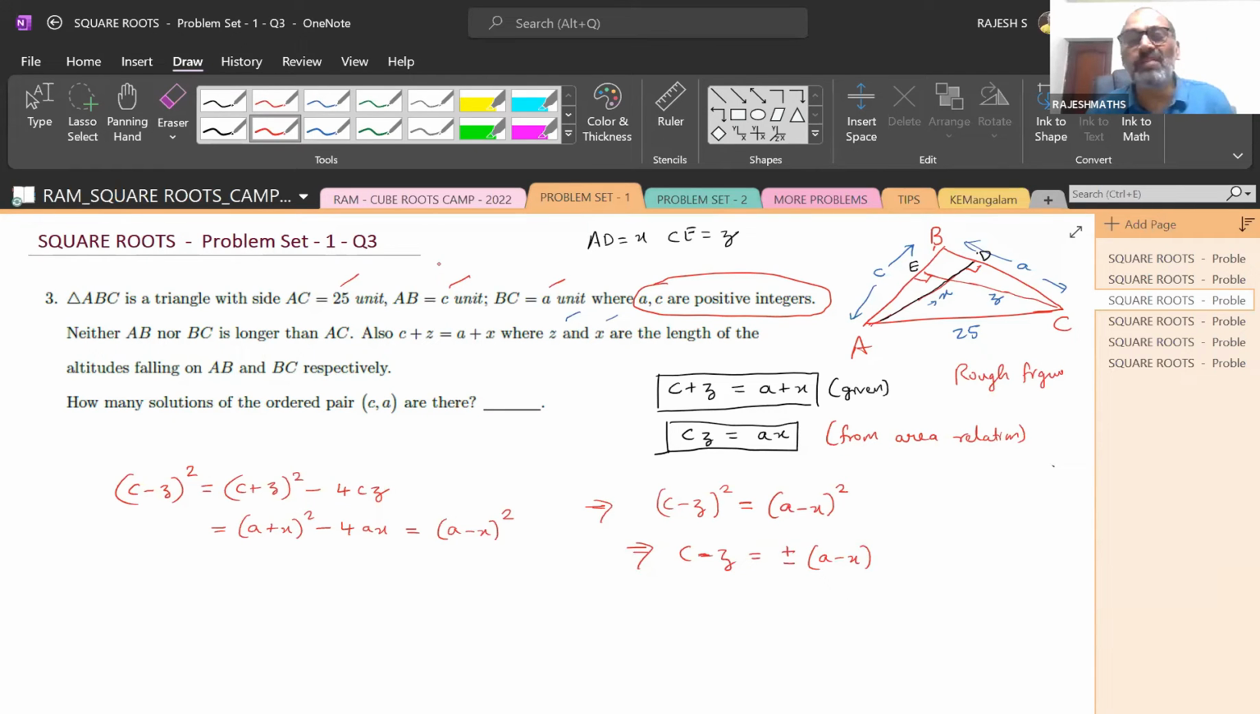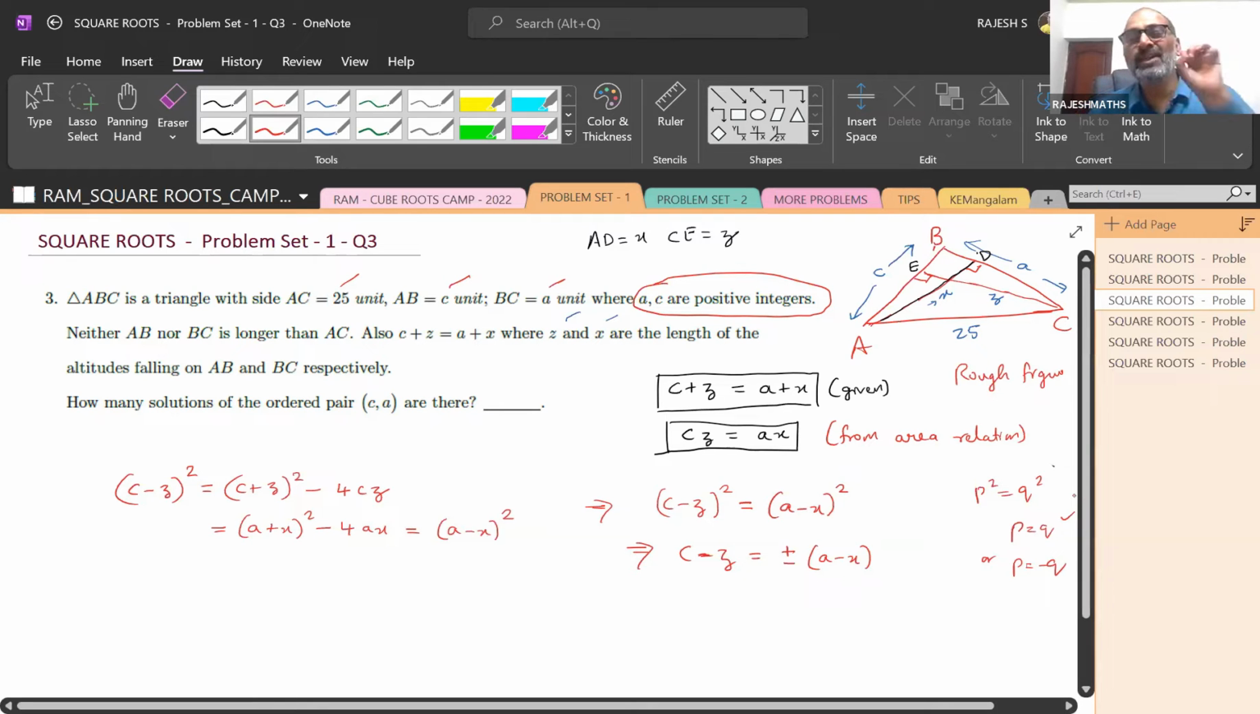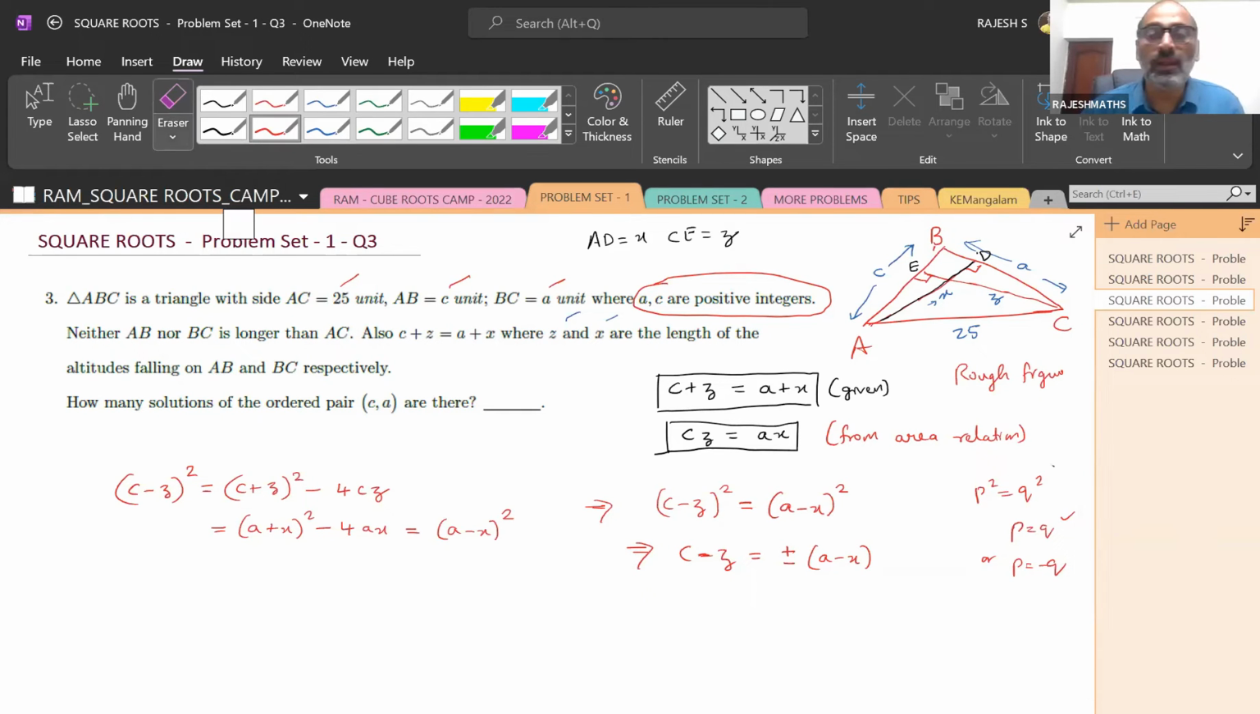Always remember, if something like p squared equals q squared, don't say p equals q. That is a possibility, or p equals minus q. Because 3 squared and minus 3 squared are also equal, but 3 and minus 3 are not equal. So if p squared equals q squared, the bases are equal or the bases are negatives of each other, and only then will the squares be equal. It's a very simple thing. We sometimes miss it. We cancel the squares and write p equals q. If p squared equals q squared, p equals plus or minus q. So plus or minus (a minus X), right? Okay, let's move on.